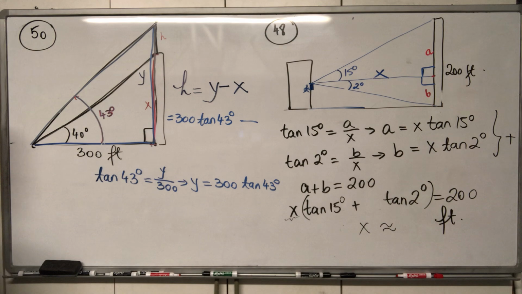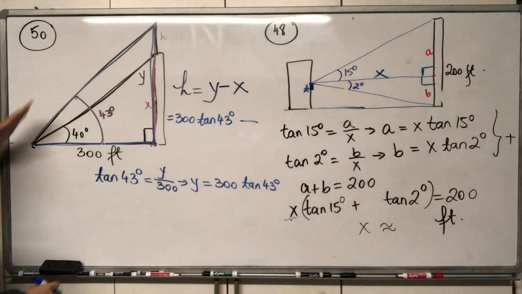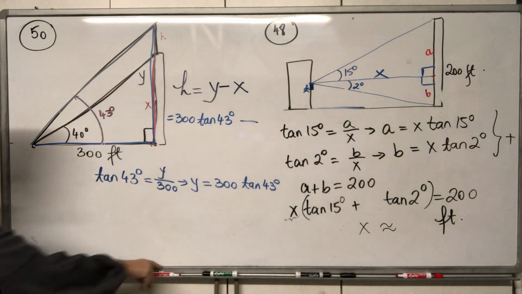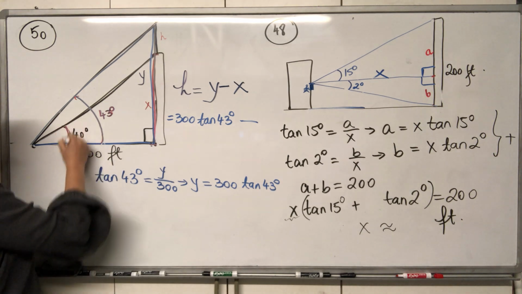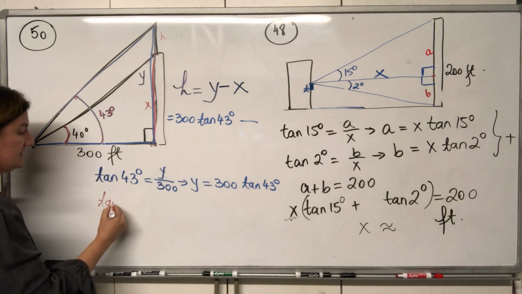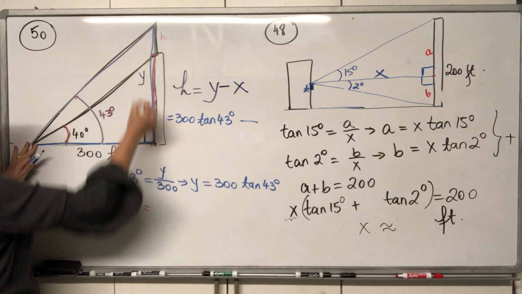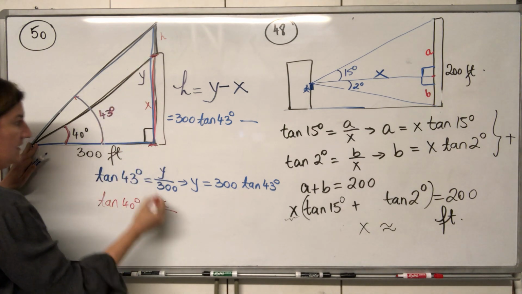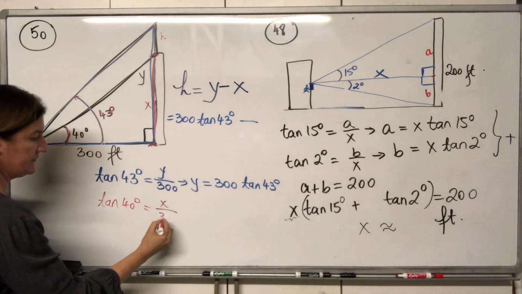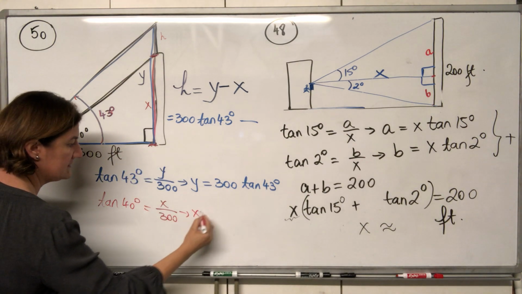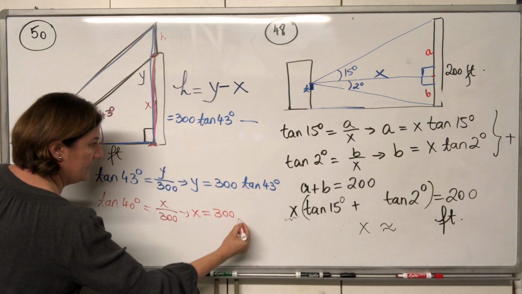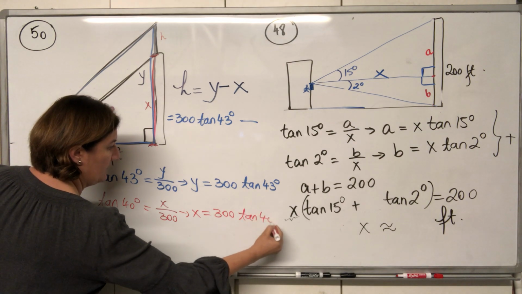Okay, perfect, that's a number. Minus, how do I find X? I said from the smaller triangle, yes? So in the smaller triangle, this angle is 40 degrees, so tangent of 40 degrees is the opposite, the X part, over the adjacent, which is still 300. Okay, so X is going to equal 300 times tangent of 40 degrees.